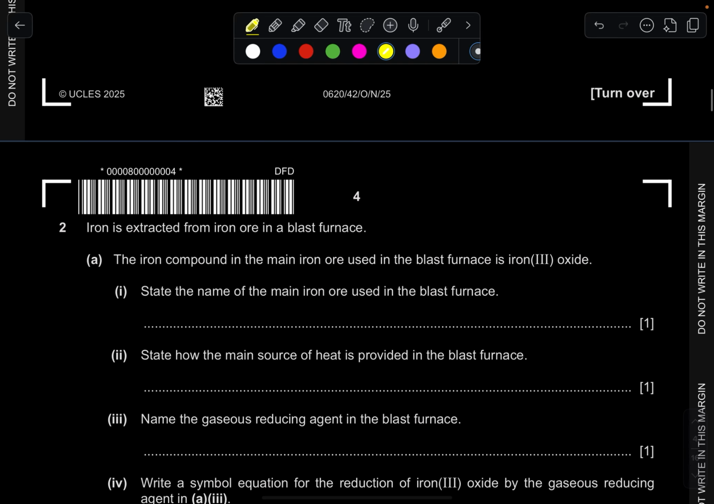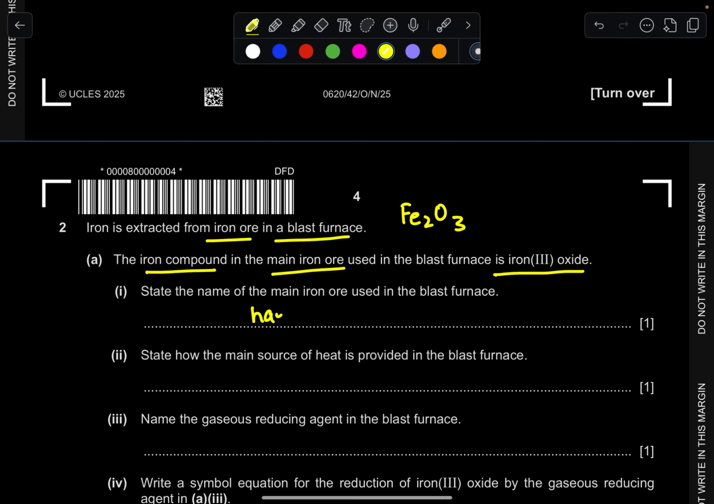Iron is extracted from iron ore in a blast furnace. The iron compound in the main ore used in the blast furnace is iron 3 oxide. So they're telling you that you use Fe2O3 in the blast furnace. State the name of the main ore used in the blast furnace. That's hematite. This ore is known as hematite. And for aluminum, you should remember that Al2O3 is known as your bauxite ore, right? These names are important.